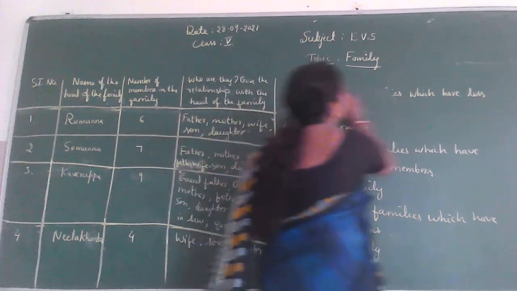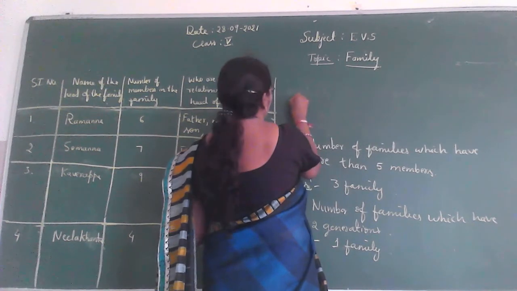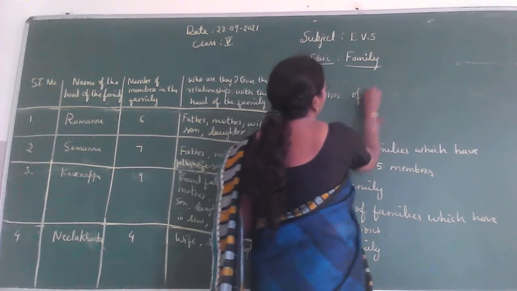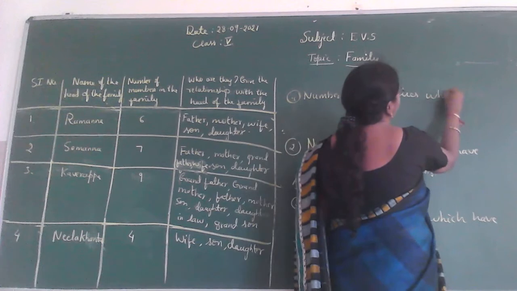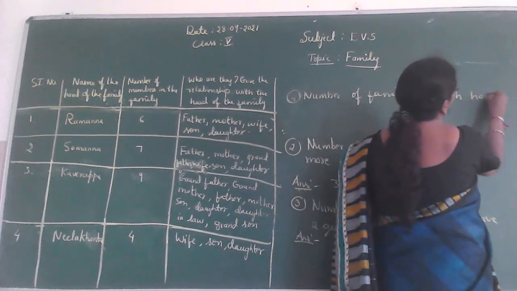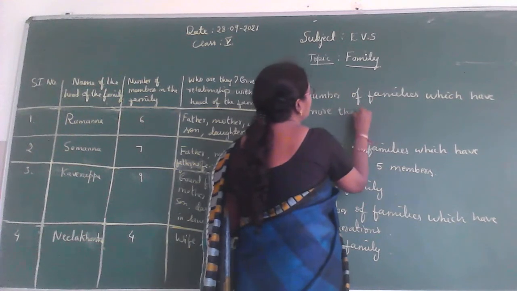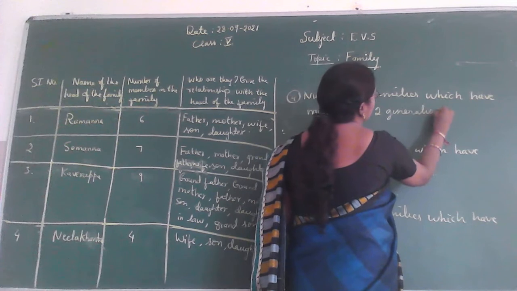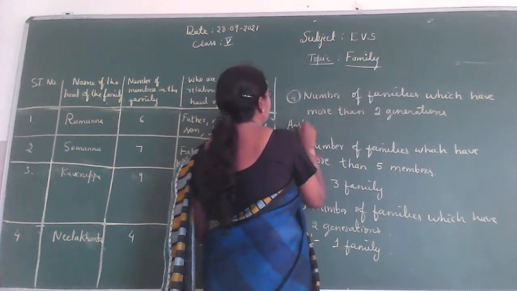So next question is, tell me the number of families which have more than 2 generations. Okay? So tell me, children, what is the answer for this?